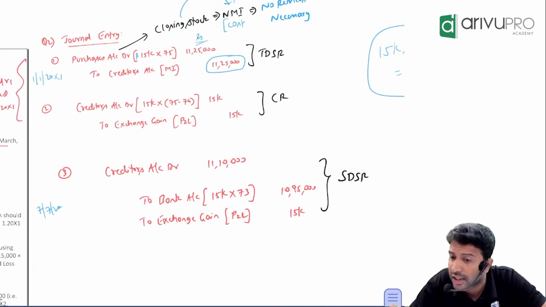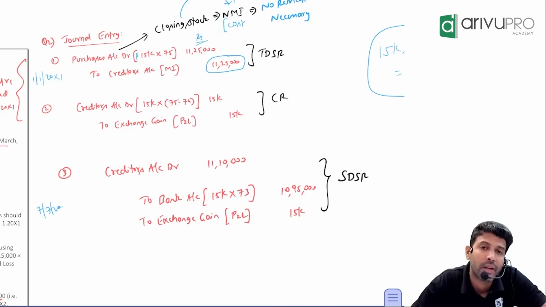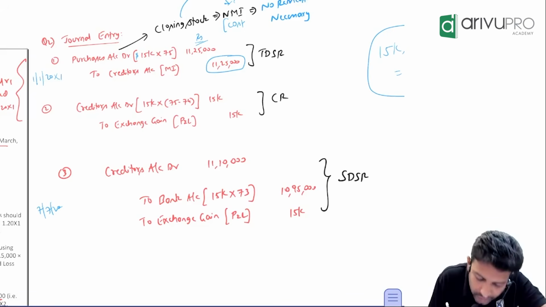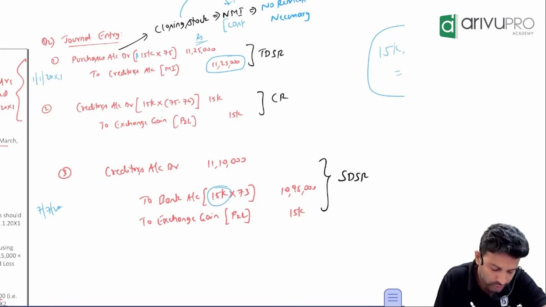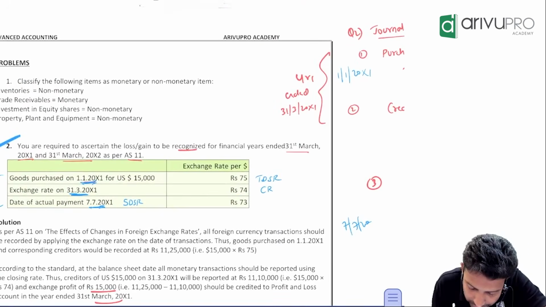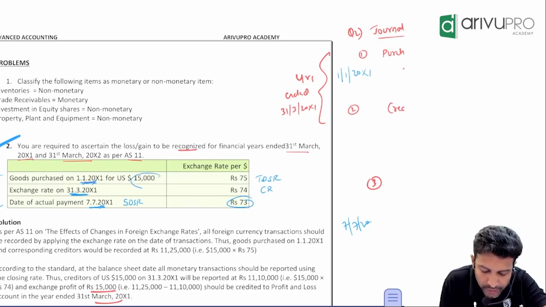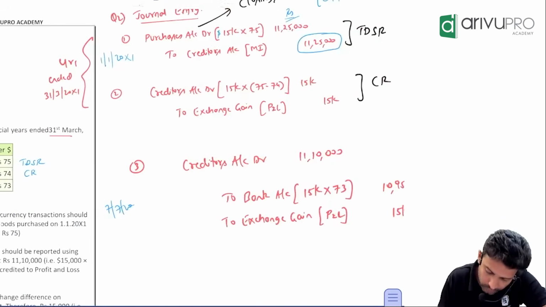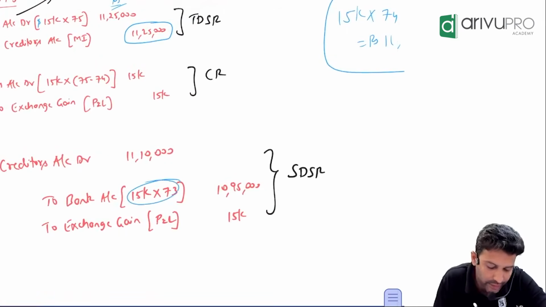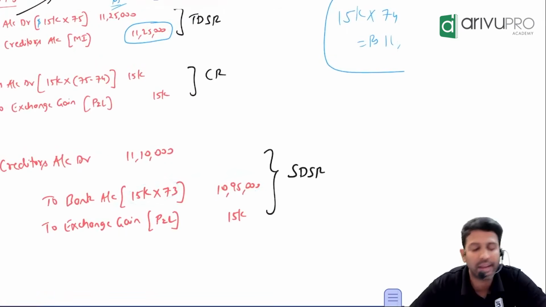This is a settlement. What does AS 11 say? All settlements should be recorded using the settlement date spot rate. How much are you settling? $15,000. And what is the settlement date spot rate? 73. For $1, it is 73 rupees. For $15,000, how much? 15,000 into 73 is 10 lakh 95,000. Got it?